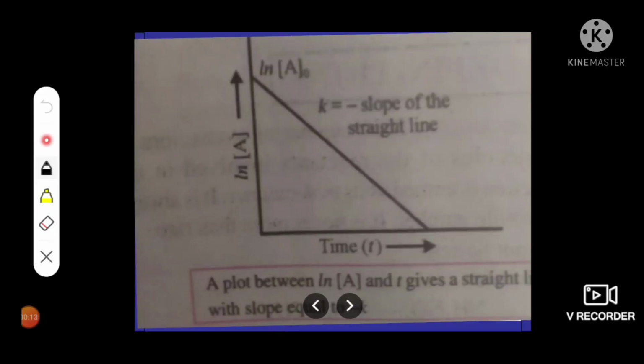A plot between log [A] versus time t gives a straight line with a slope equal to minus k. [A] is the concentration of reactant after time t. The unit of rate constant is second inverse.